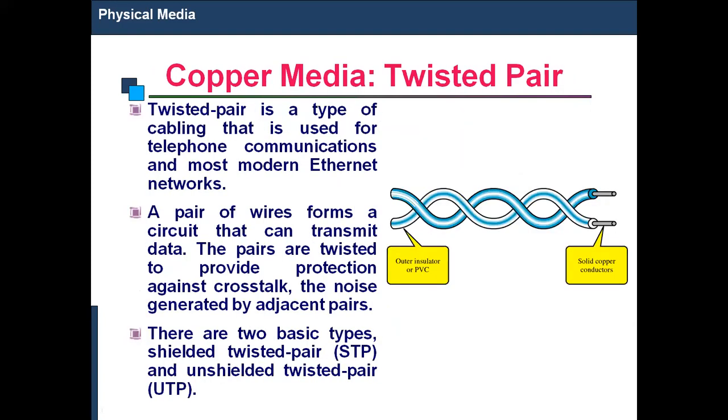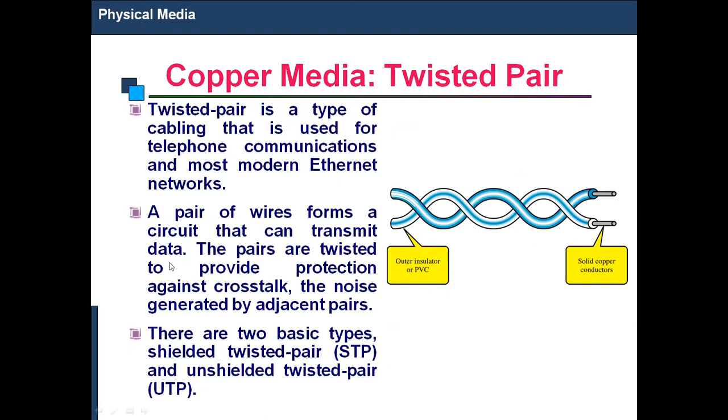The next example of copper media is twisted pair cable. A twisted pair cable is a type of cabling that is used for telephone communications, that is, to transmit voice in landline telephones. At that time, we are using twisted pair cable. It is not only for voice; it is also used for transmission of data by using the internet. See this one: these are two pair wires twisted together in a helical form.